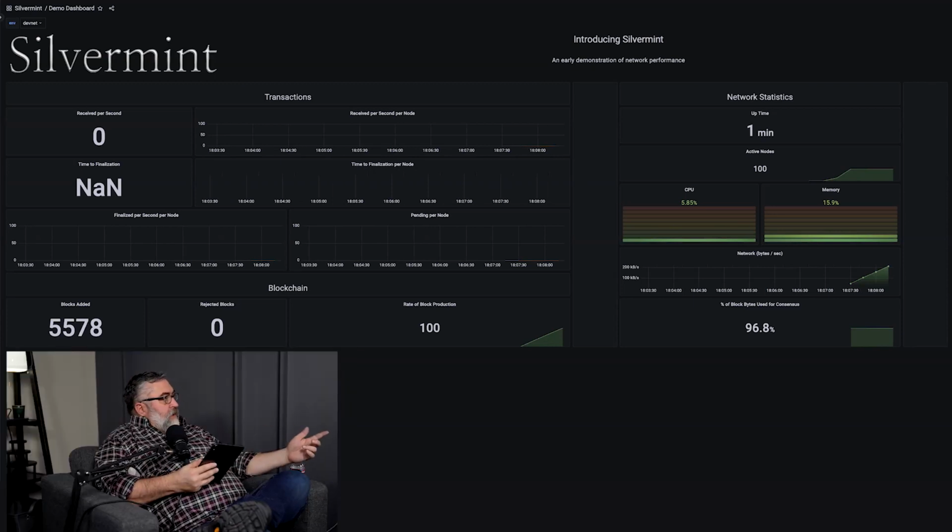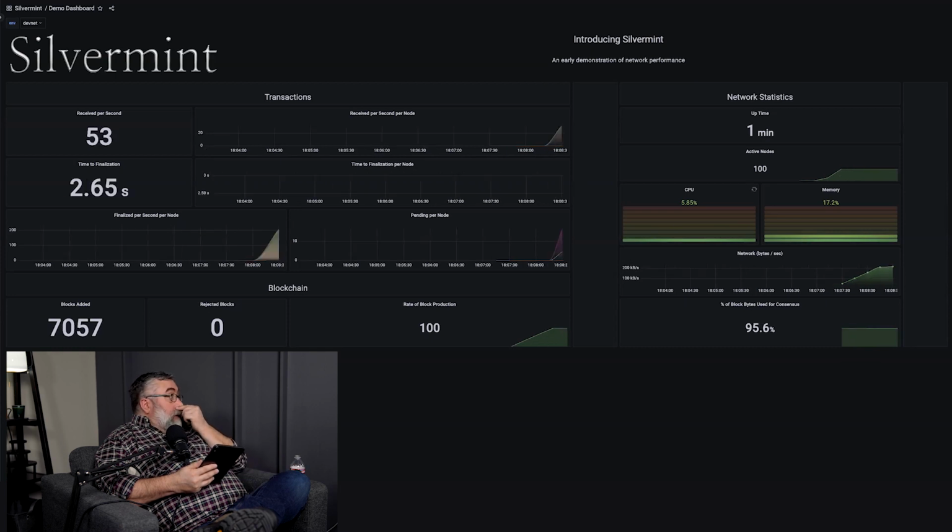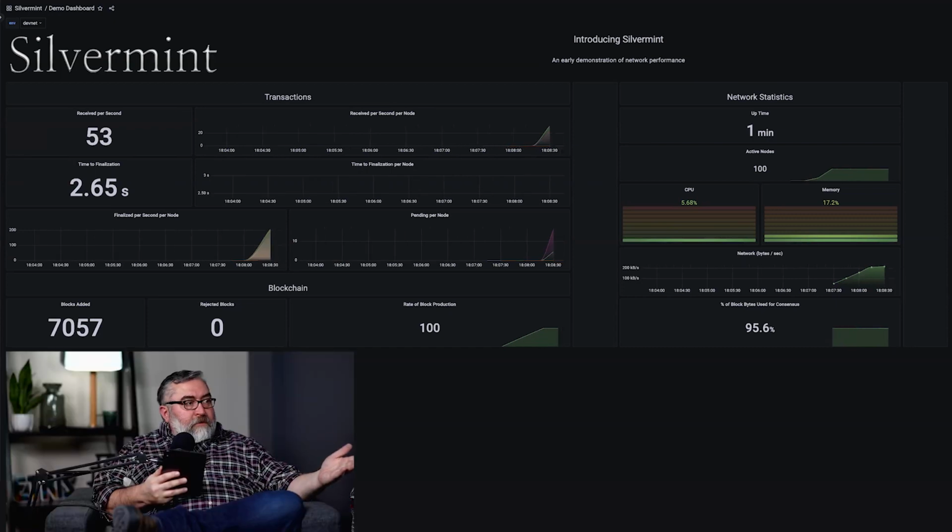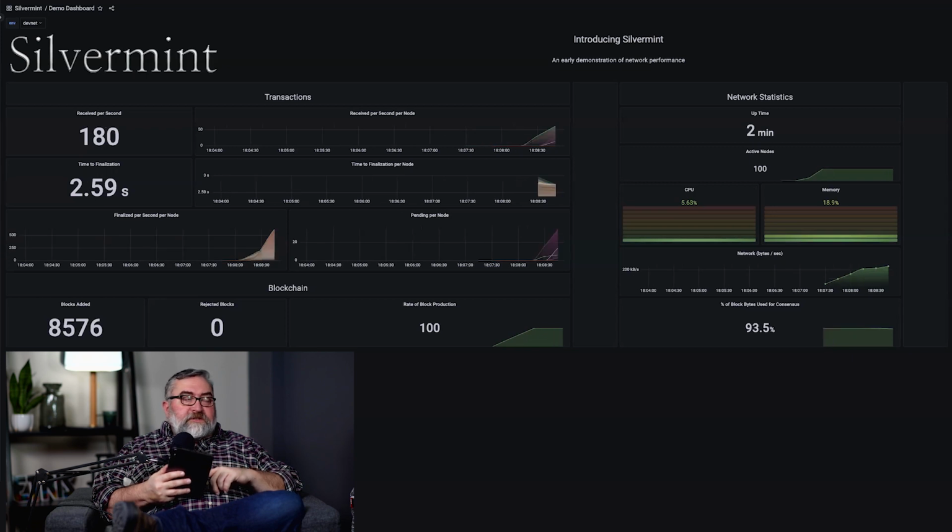But you can see it's already been running a minute. We've already produced 5,500 blocks, which is approximately 1 block per second per node. And this is exactly what we'd expect. And you can see the transactions are starting to come online now. Network bandwidth is up, and so these numbers will grow over time and then eventually stabilize around the peak transactions per second that we've got configured. So we want to switch back to the slide deck. We can talk a little bit more about Silvermint while the network's coming online.